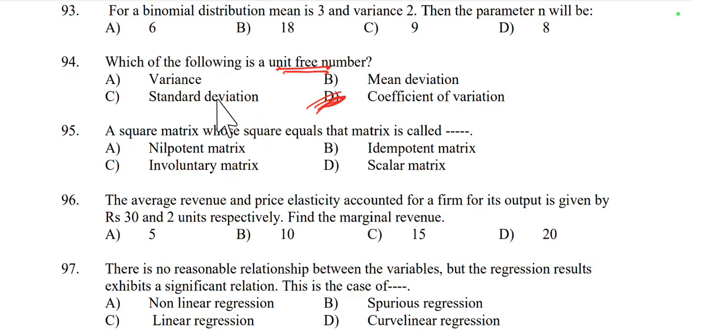But variance is not a unit free number. It is the square of the units of the original data. Then mean deviation is also not unit free, as it is expressed in the same units as the data. Then standard deviation is also not unit free, as it is in the same units as the original data. Only coefficient of variation is unit free because it is the ratio of the standard deviation to the mean. So option D is right here.